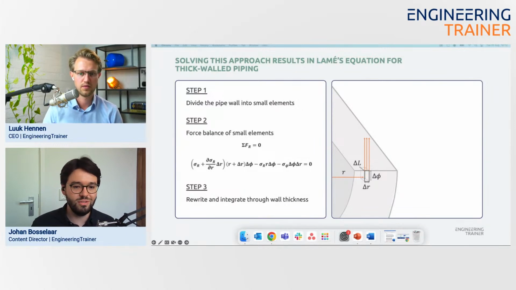In order to see how that works, you have to divide the wall of the pipe into all kinds of very small elements, and then on each element you have to make a force balance. That force balance has to equal 0, because it's not moving, so the sum of the forces has to be 0. When you make that force balance, you can see it on screen. That's quite an extensive, quite a difficult equation.